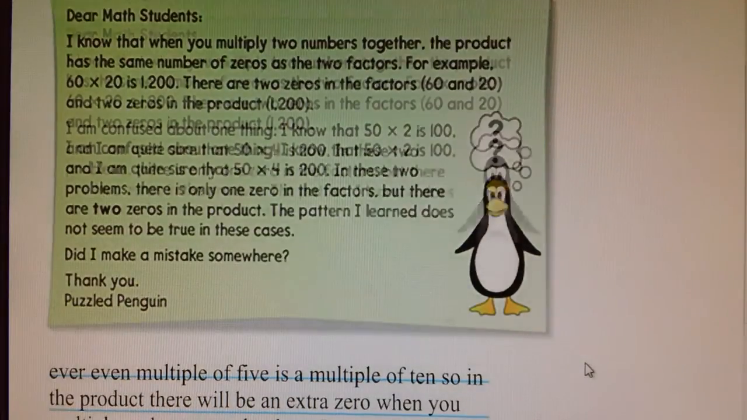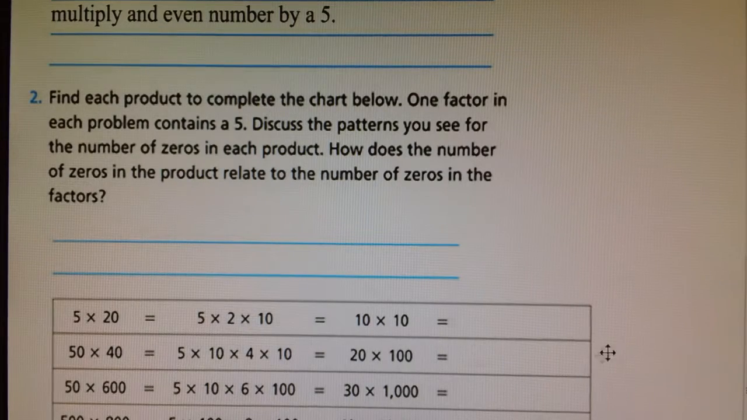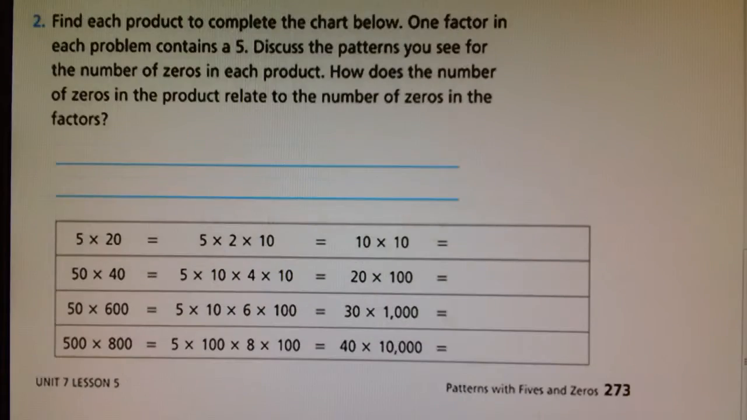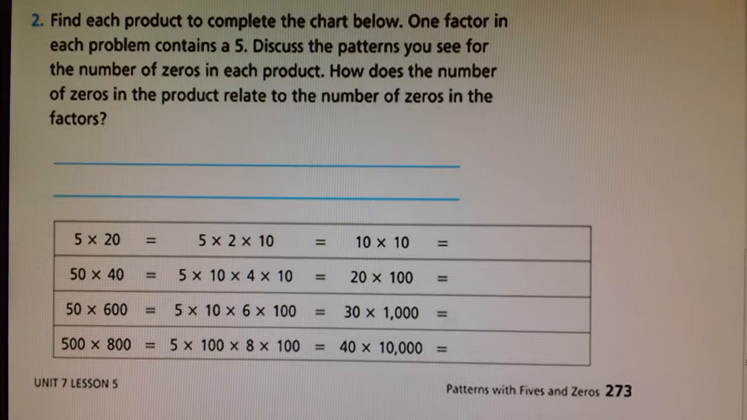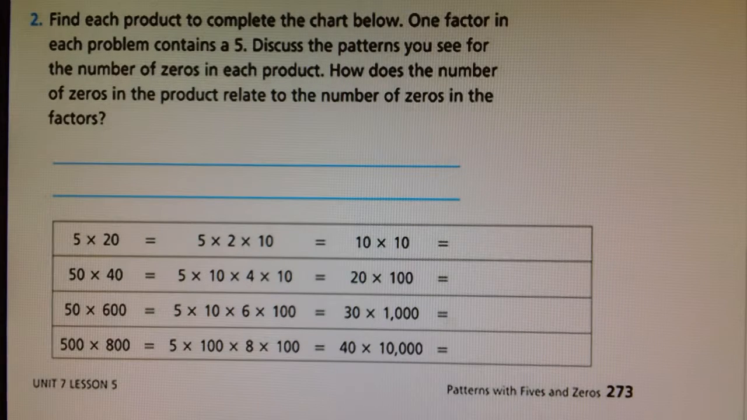Okay, let's go on. We're going to find the product to complete the chart below. So in this chart below, we've got one factor in the problem that contains a 5, and so we're just going to look at those patterns. So like 5 times 20 is the same thing as 5 times 2 times 10. 5 times 10 times 10, sorry, is 100. 50 times 40 is the same thing as 5 times 10 times 4 times 10. So 50 times 40 is the same thing as 20 times 100.